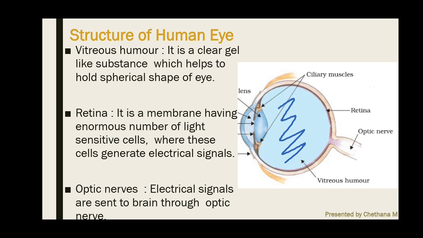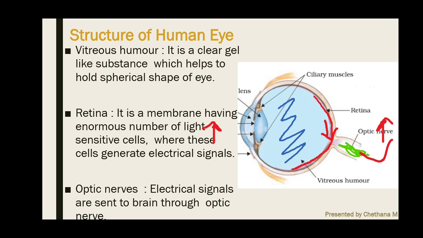Next, this part is called the vitreous humor. It is a clear gel-like substance which helps to hold the spherical shape of the eye, and this part is called the retina. It is a membrane having an enormous number of light sensitive cells which generate electrical signals. The generated electrical signals help the brain to interpret the inverted image formed on the retina as an erect image. For example, I have already told that if there is an object, the inverted image will be formed on the retina. But you are able to understand it as an erect image because of the cells that generate electrical signals.